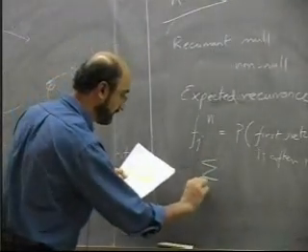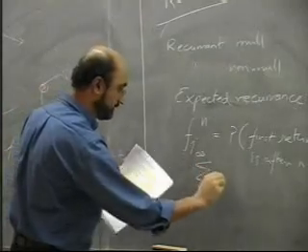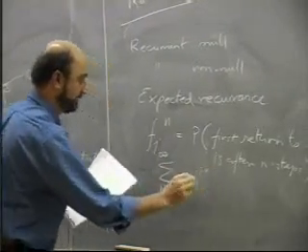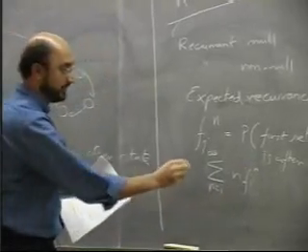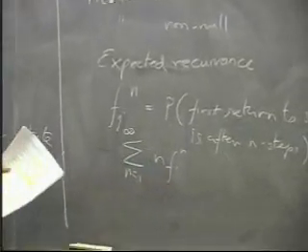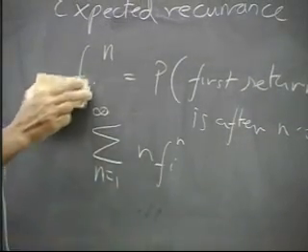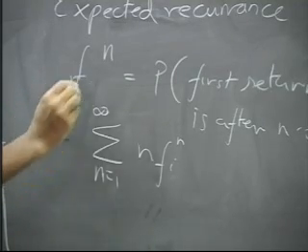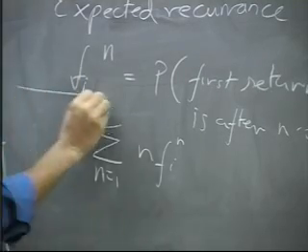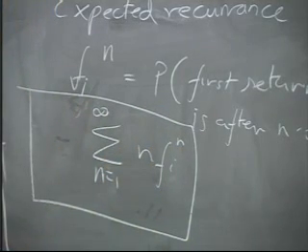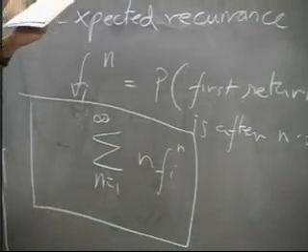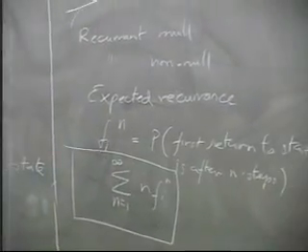And then we can compute the sum from n equals 1 to infinity of n times f_j^n. This is just the expectation over the infinite sum, the expectation of how many steps I'm going to take to re-enter that state. If this expectation is infinity, then we call it recurrent null. If the expectation is finite, we call it recurrent non-null.